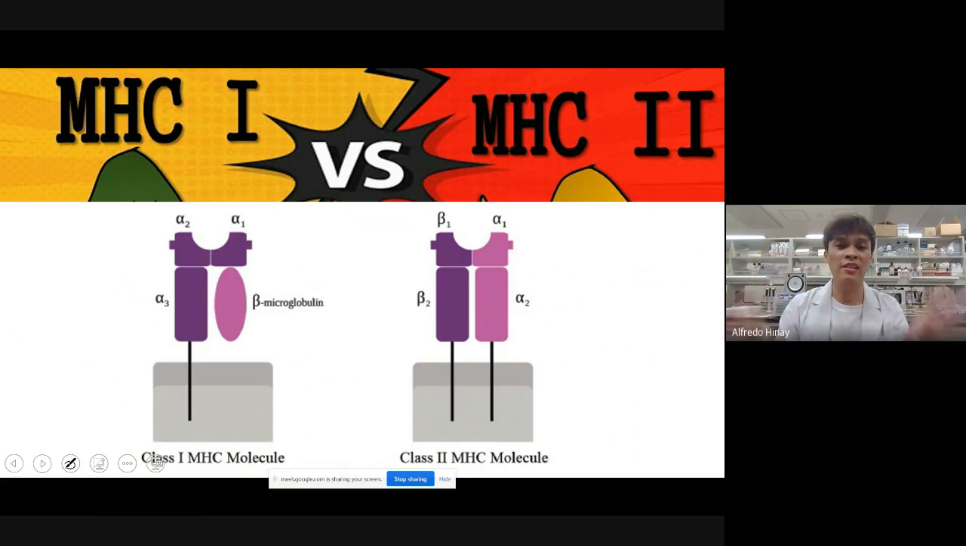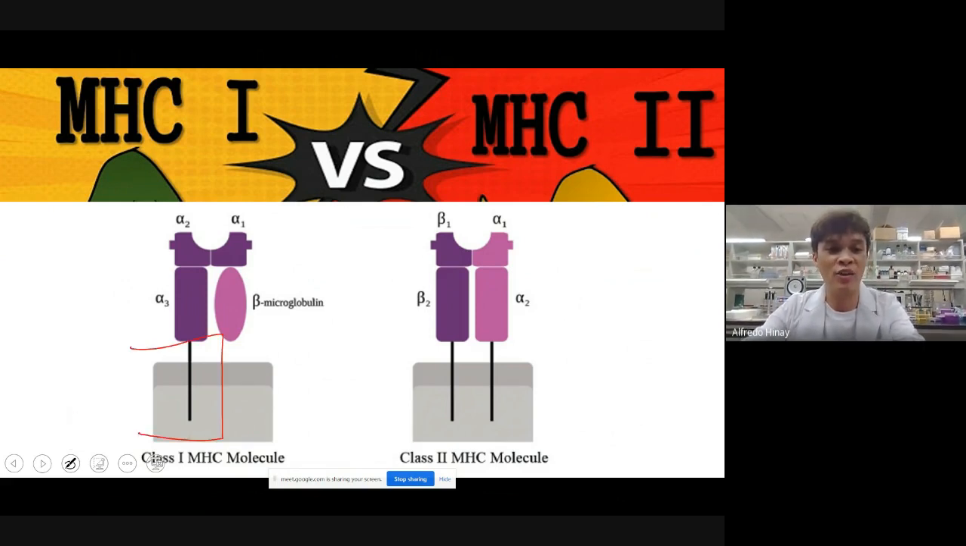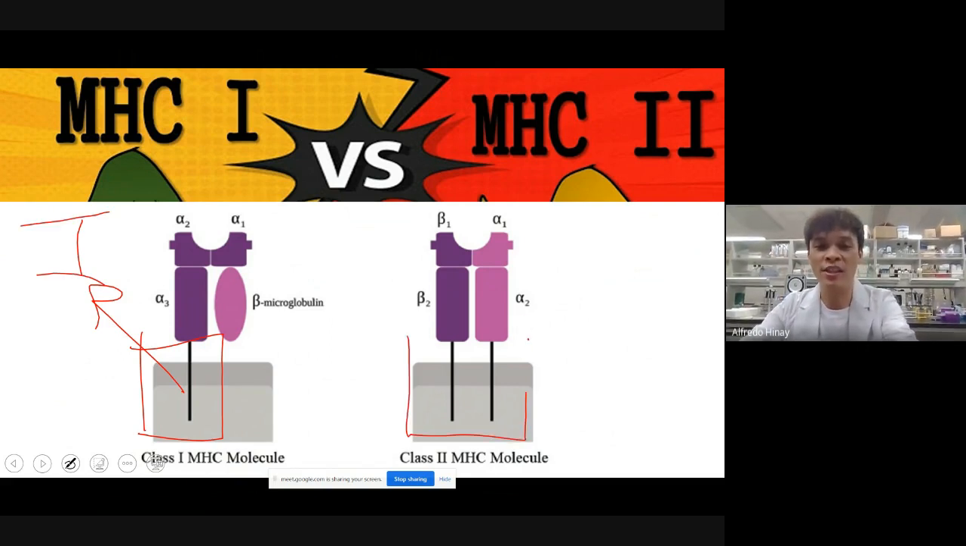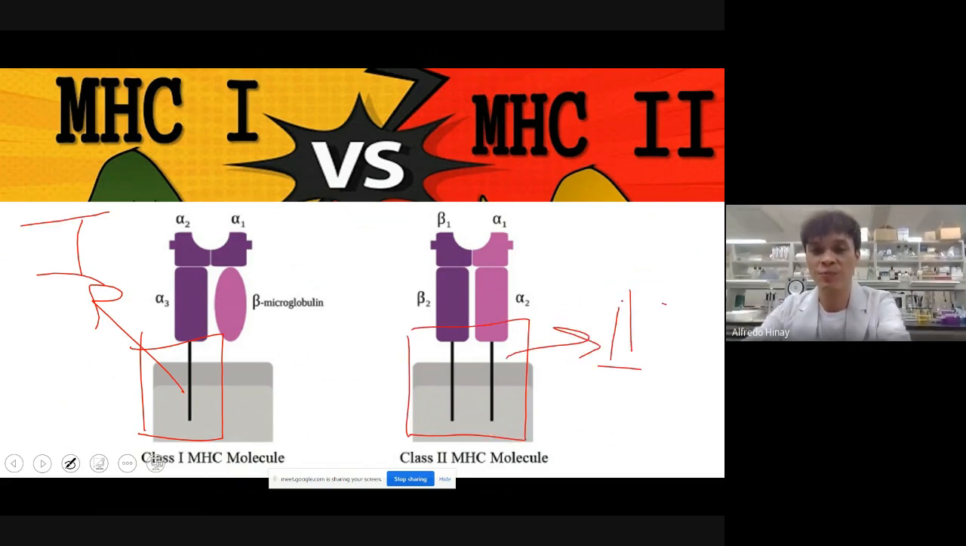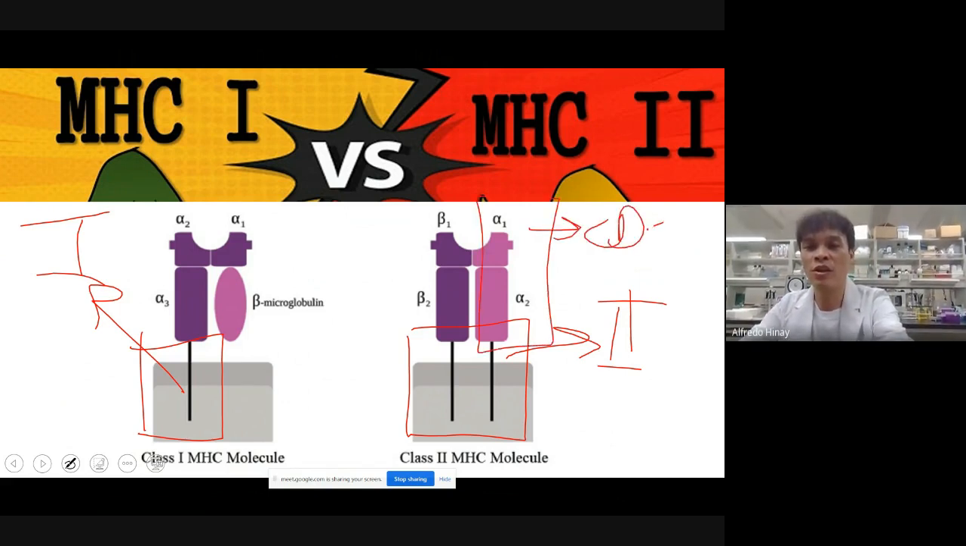So paano natin siya madedifferentiate? Madali lang, class. First is kung ilan yung naka-anchor. Okay, so if you can observe here, pag isa lang yung naka-anchor, class, madali lang yan, class 1. Okay? Pag dalawa yung naka-anchor, then therefore they are class 2. And then your alpha 1 and your alpha 2 will bind to your CD4, and then your alpha 3 will bind to your CD8.